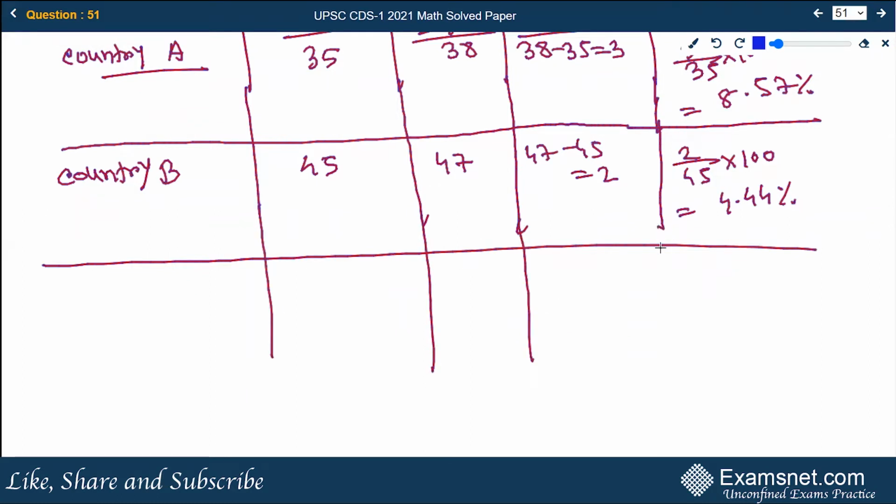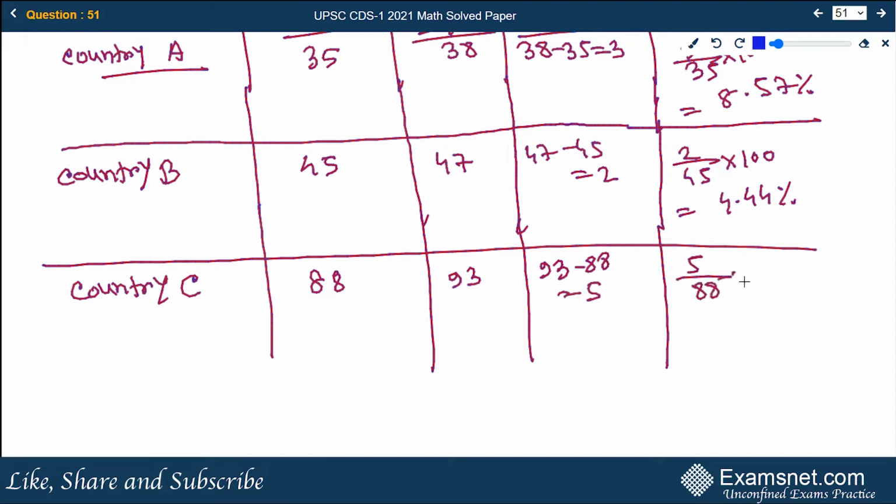Now let's move towards country C. In 2015, the production was 88 lakh. In 2016, the production was 93 lakh. So the change is 5, and the change percentage, that is 5.68%.